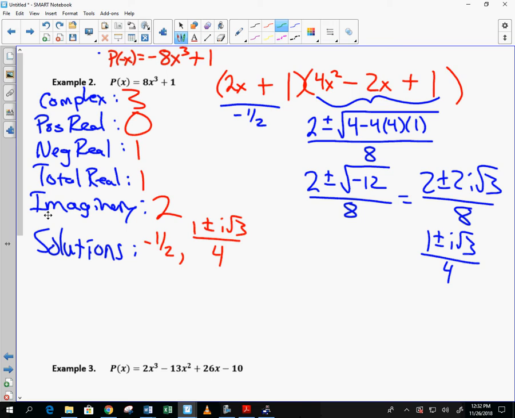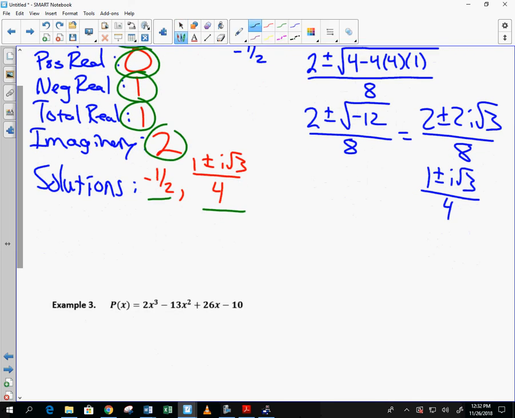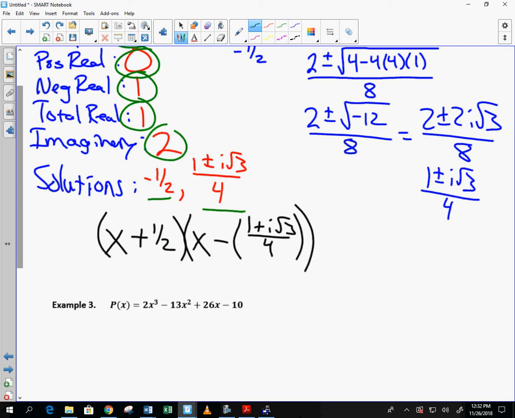And this did exactly what we thought it was going to do. It found 3 total solutions. None of them were positive. 1 was a negative real. There's a total of 1 real solution. It's just negative 1/2. How many imaginary? There are 2 of them right there. Problem diagnosed. We write it in factored form. X minus negative 1/2, so plus 1/2. X minus the quantity 1 plus i roots of 3 over 4. And x minus the quantity 1 minus i roots of 3 over 4.